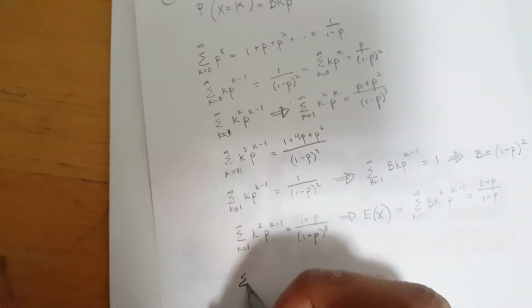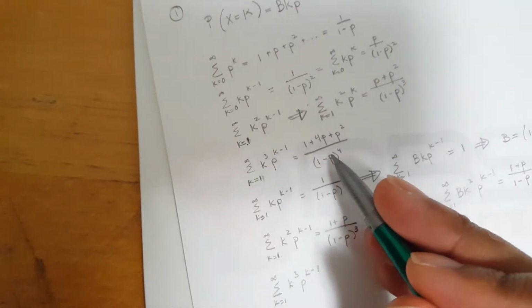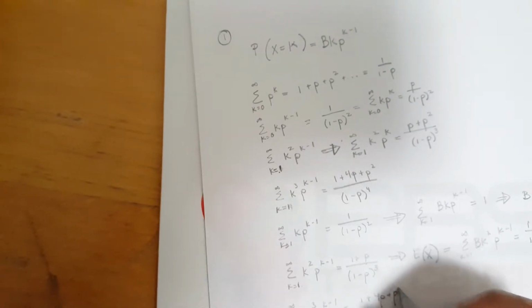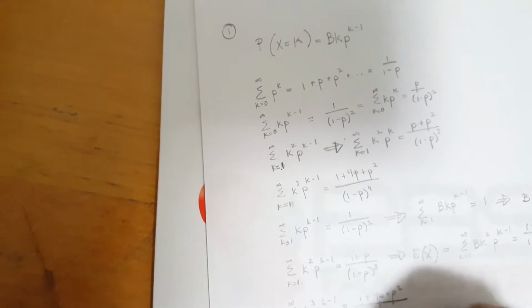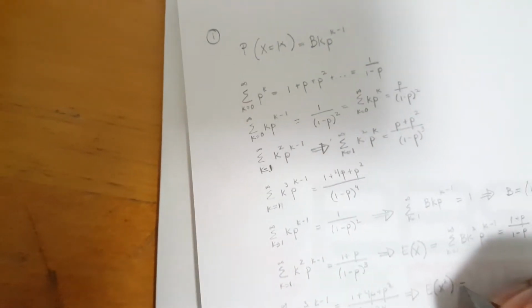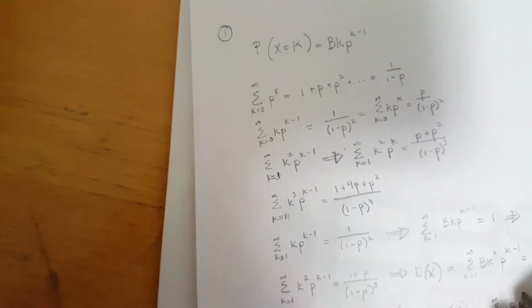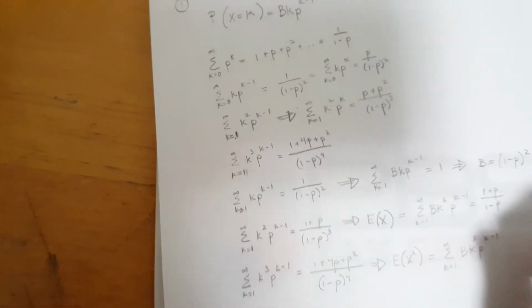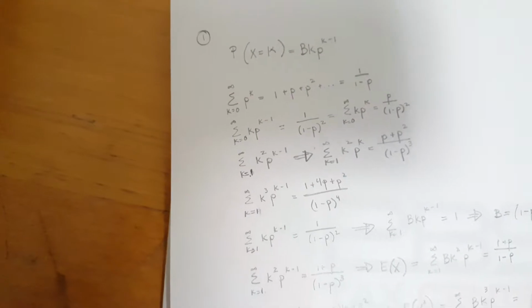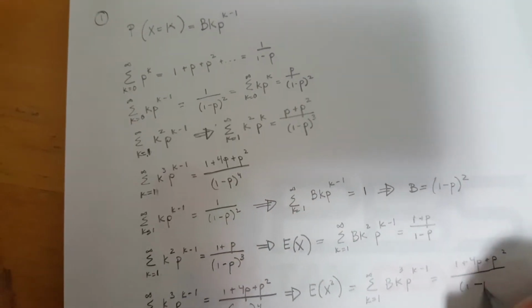And lastly, we get the sum from k equals 1 to infinity of k to the third p to the k minus 1, which we earlier said was this value, 1 plus 4p plus p squared over 1 minus p to the fourth. We now have the expected value of x squared, which is the sum from k equals 1 to infinity of b k to the third p to the k minus 1 equals 1 plus 4p plus p squared over 1 minus p squared.